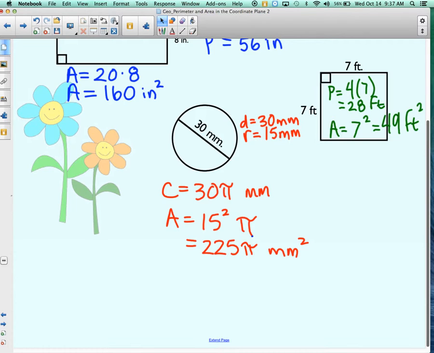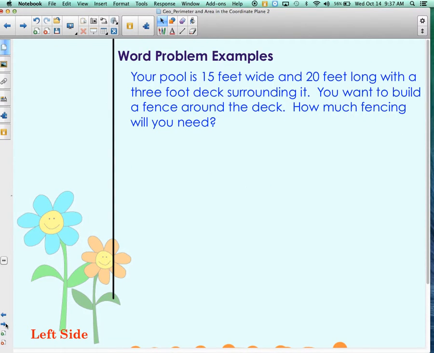Okay? So, keeping those things in mind, we'll go to the next slide. What if I give you a word problem? No, you don't just skip it. I give you a word problem. My suggestion with word problems, if it's at all possible, is to draw a picture.